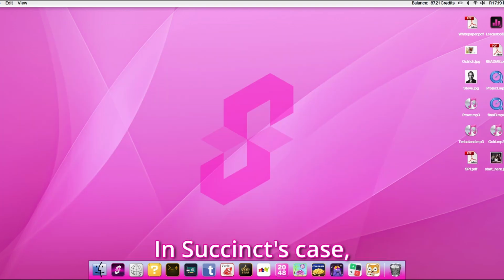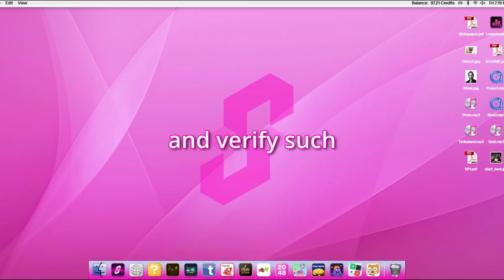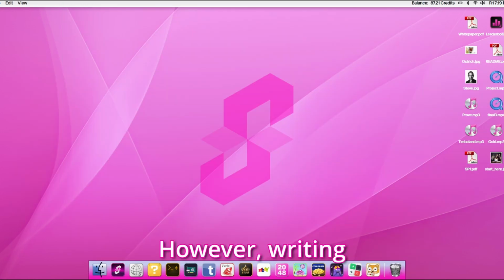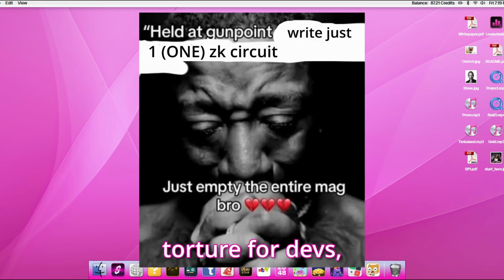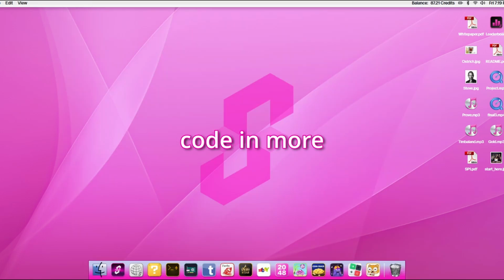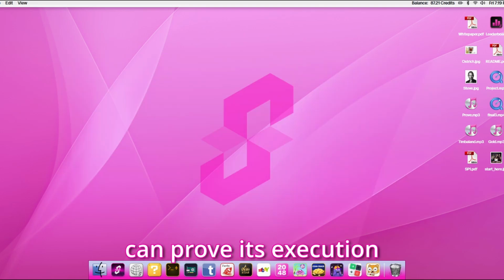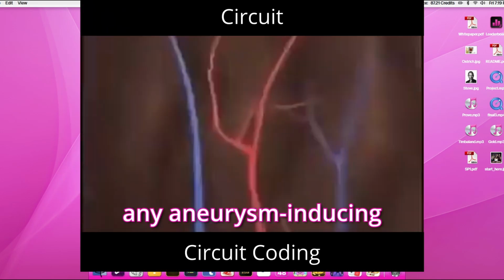In Succinct's case, the proof needed is that a program was run correctly. There are already ways to generate and verify such proofs using circuits. However, writing circuits is basically torture for devs, and that is where Succinct shines. It allows developers to write code in more normal languages like Rust and C++. And using SP1, they can prove its execution without writing any aneurysm-inducing circuit code.